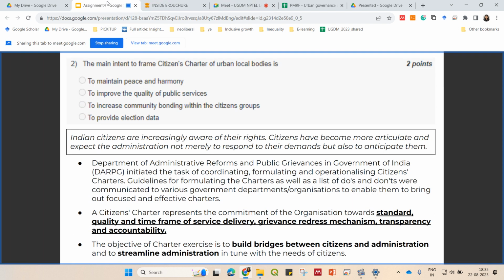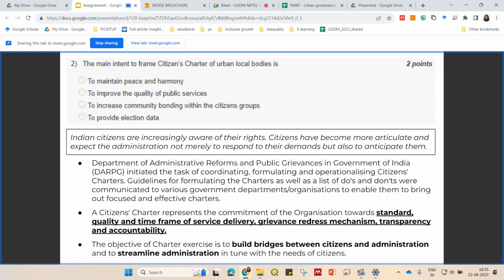We'll move on to the next question then. So, the next question for today is: the main intent to frame citizens' charter of urban local bodies is, and then we are given four options. First, to maintain peace and harmony; second, to improve the quality of public services; third, to increase community bonding within citizens; and last, to provide election day.